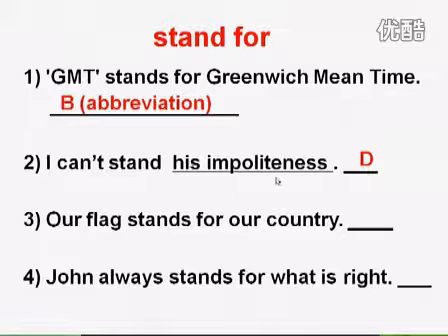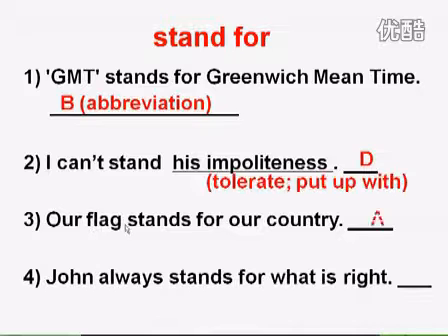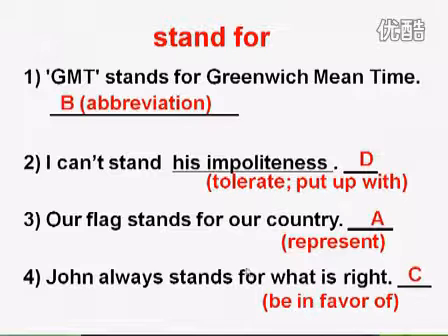Our flag stands for our country. Now here, flag somehow like represent. 我们的这个旗子代表了我们的国家，就像刚才我们所说的奥运5环旗一样，不同颜色的这个环代表着不同的大洲。While the last one, Joan always stands for what is right. Now here, C, in favor of, or support, 支持赞成。他总是会支持赞成他所认为是对的东西。Right, that stands for. Now let's move to the next one.